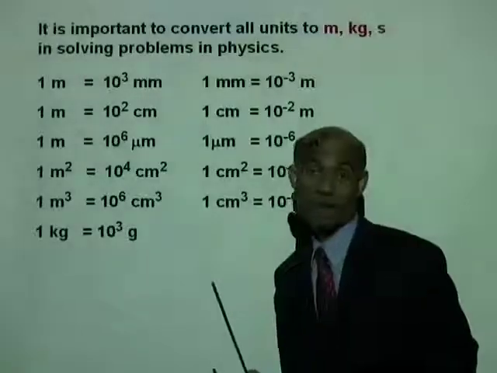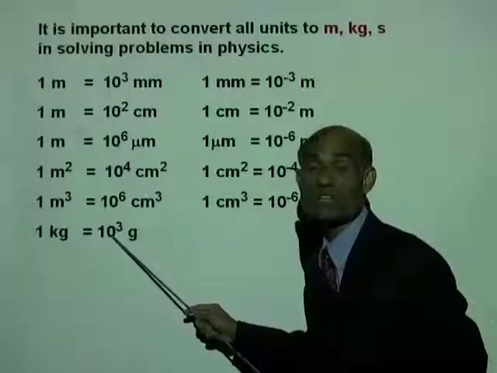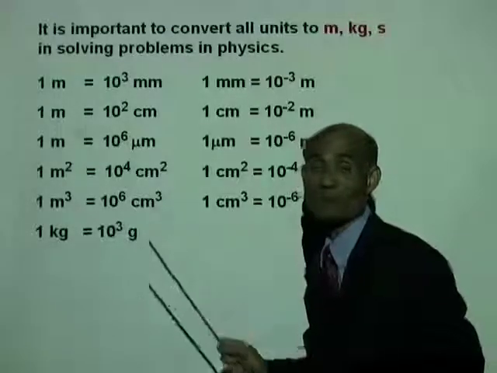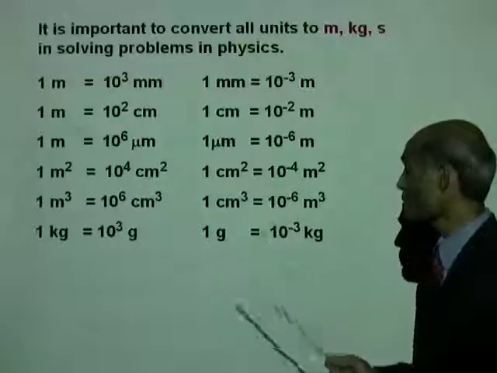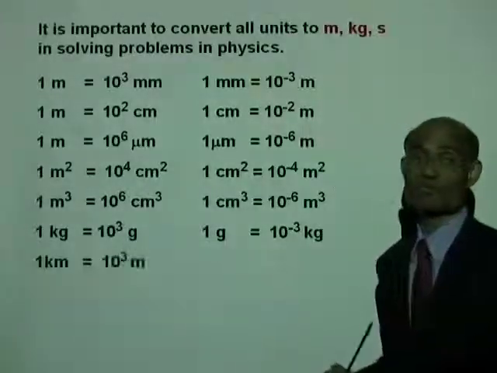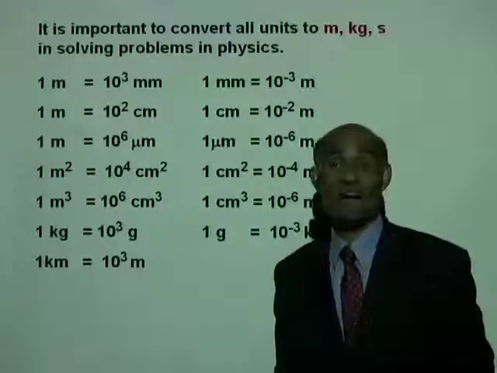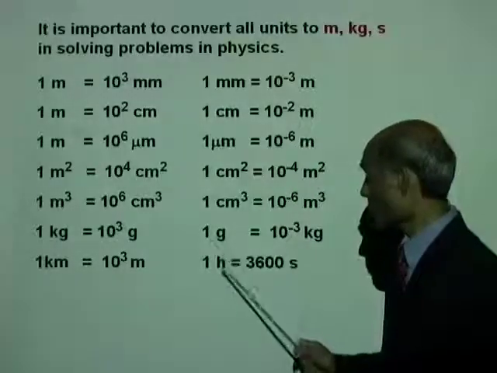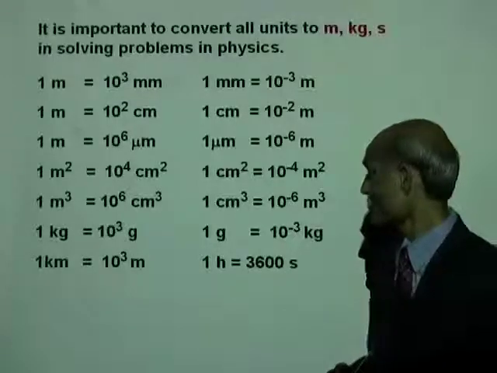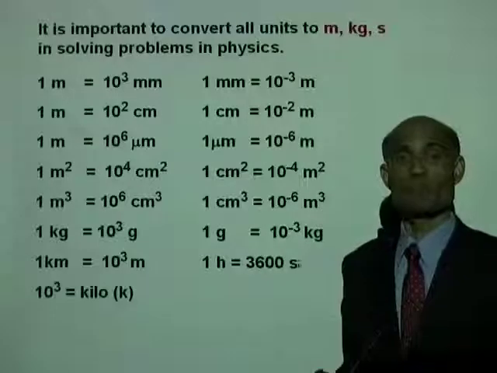Alright, let's now talk about mass. 1 kilogram contains 1,000 gram. Therefore, 1 gram is 1,000th of a kilogram. 1 kilometer is 1,000 meter. 1 hour is 3,600 seconds. All these things you know.